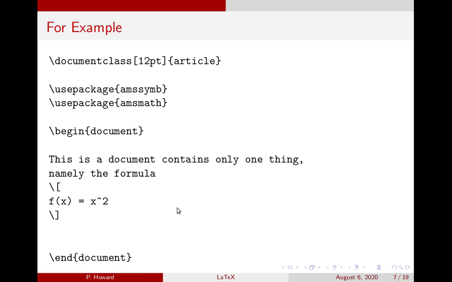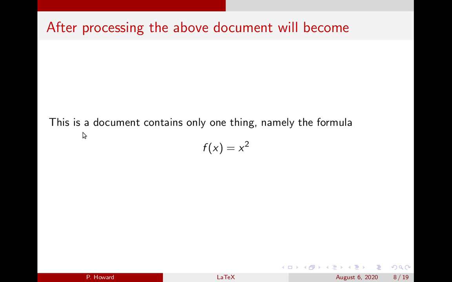So let's look at the finished output for this source file. Here is the text that occurred between the begin document and end document. I see my grammar isn't too good. This is a document contains only one thing. Oh, well. And then the formula, f of x equals x squared. You'll notice that it's on a separate line and it's centered. This is display math.